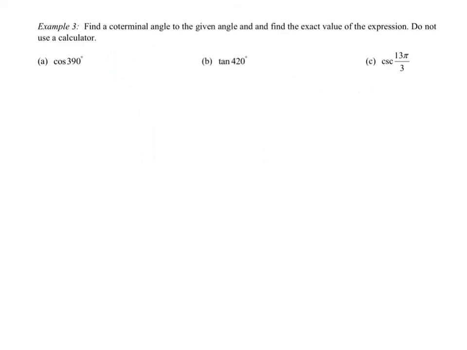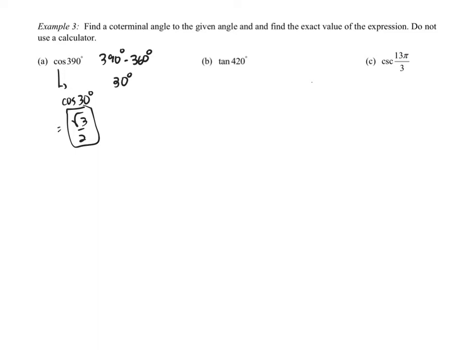Okay, so we want to use this idea of coterminal angles to find exact values without a calculator. So in part A, we have the cosine of 390 degrees. Well, I know that 390 degrees is a big angle. And so what I want to do is find a coterminal angle by subtracting 360 degrees, and that's going to give me 30 degrees. So what that means is that this is now equal to just the cosine of 30 degrees. And you should have cosine of 30 degrees memorized from your table. Take a second to remind yourself that that would be the square root of 3 over 2.